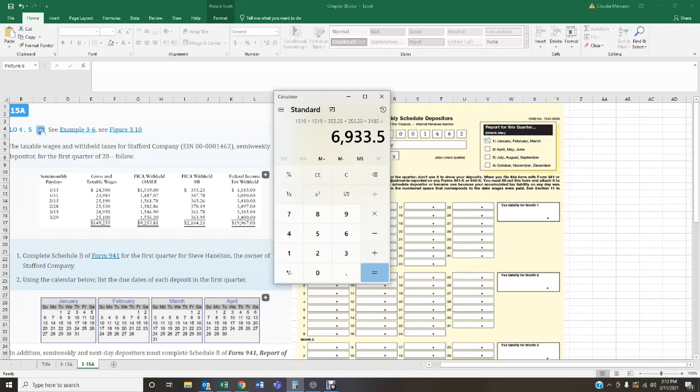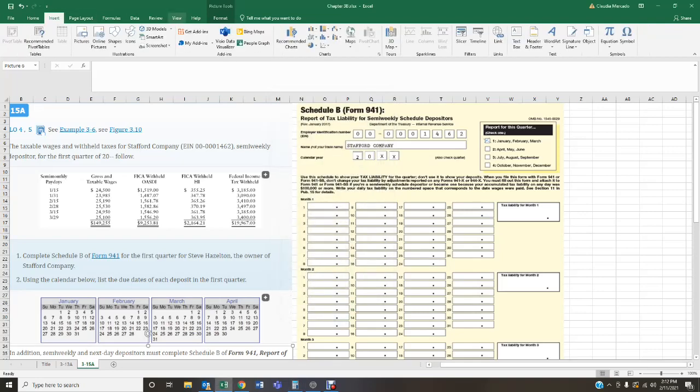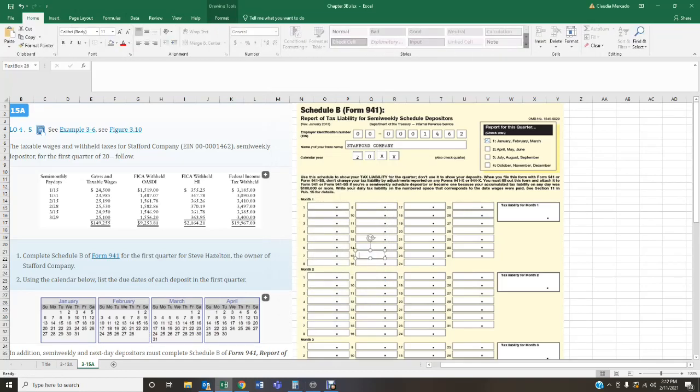Okay, that is the amount of our tax liability for January 15th, 6933.50. Let me write that down because then I'll forget. So we're going to put that in our box, and it's 6933.50, and it goes on the day of the payday, which is the 15th.